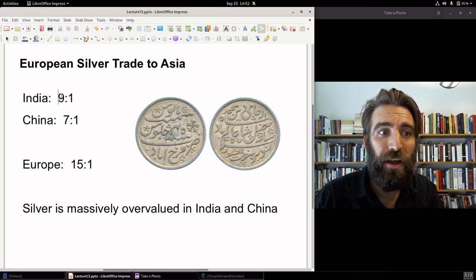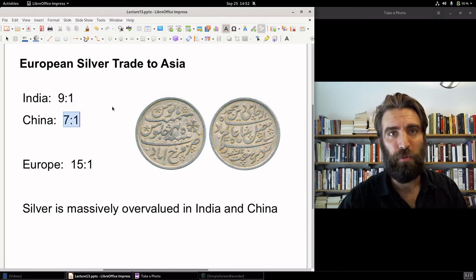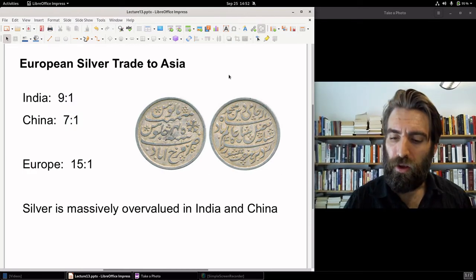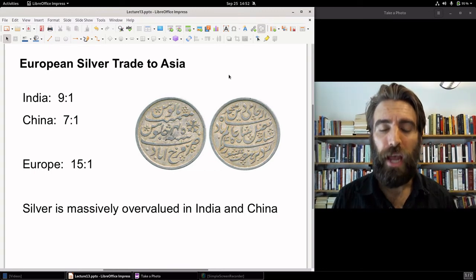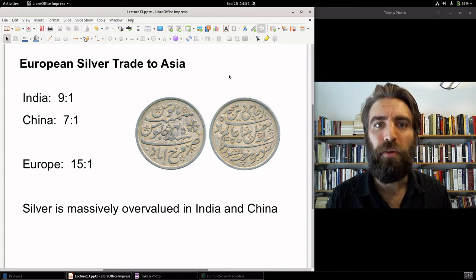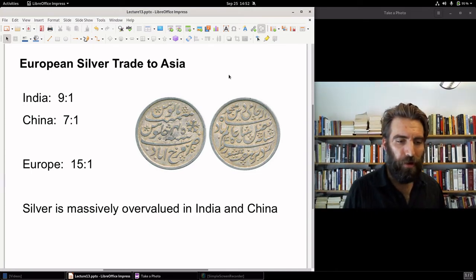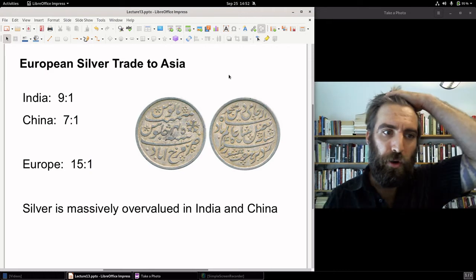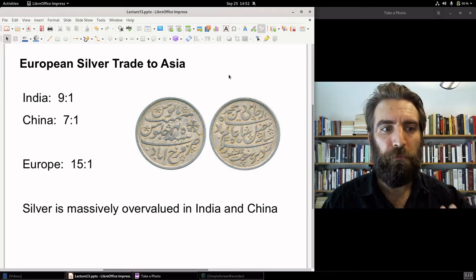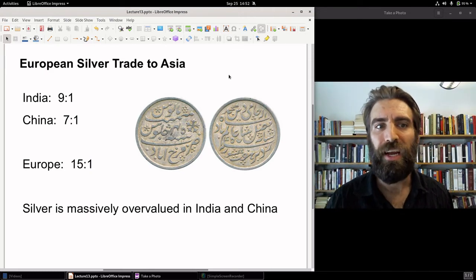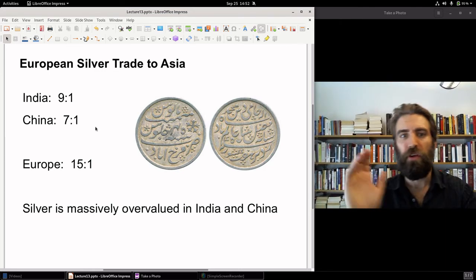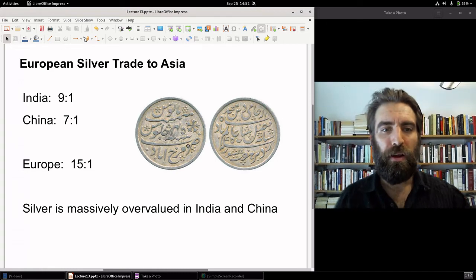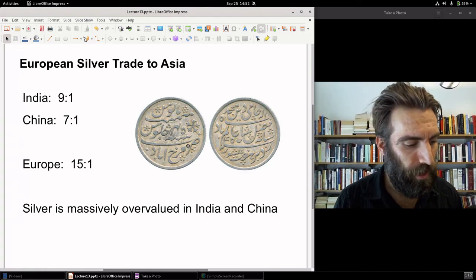In India, it was only 9 to 1. And in China, it was only 7 to 1. So you have this situation where in India and China, silver is very expensive, and silver fetches a very high price. And so if you're the East India Company, or if you're a European merchant, you're not shipping gold to Asia because gold is relatively cheap. You're shipping silver. There's a picture of the rupee. You're shipping silver to India and to China.